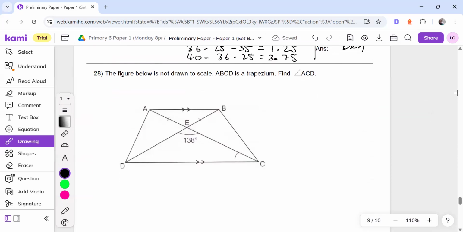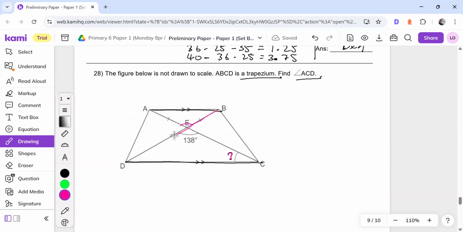Now, question 28, trapezium. What is special about trapezium? Trapezium has only two lines that are parallel, right? And then find angle ACD, put the question mark. Very important. Otherwise, you find the wrong answer. So I keep telling you, put the question mark, because if you don't, you're going to find the wrong answer. All right, next step. What do you do next? Don't care about the question mark. Look for other angles that are easier to find.